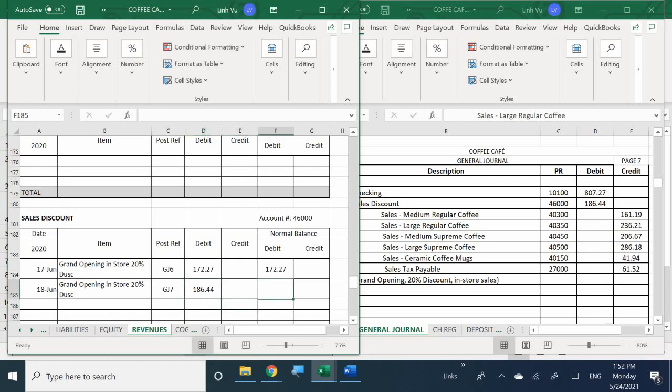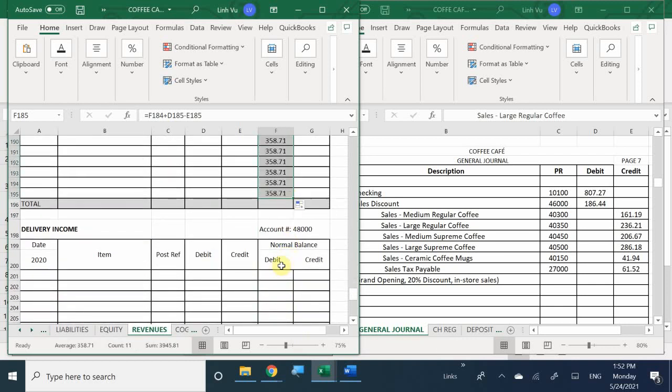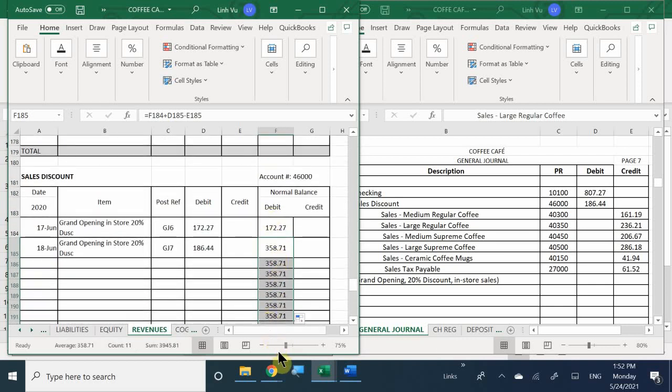Okay, so this one you're going to need to do the formula if you haven't done so yet. You take your previous balance of 172.27, add any debits and subtract any credits to get a total running balance of 358.71. As you can see in the table, there are a lot of sales discounts that we'll be looking into. So I'm just going to copy the formula all the way down to the rest of the cells.